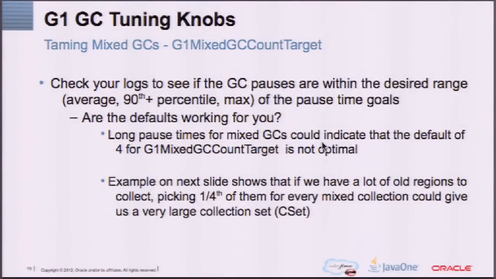So what you need to do is first check your GC pauses and see whether the defaults are working for you. In this case, the default for G1 mixed GC count target was 4, which did not turn out to be optimal. By default of 4, we're trying to collect 1/4 of the old regions at every mixed GC collection, right? And that could give us a very large collection set.